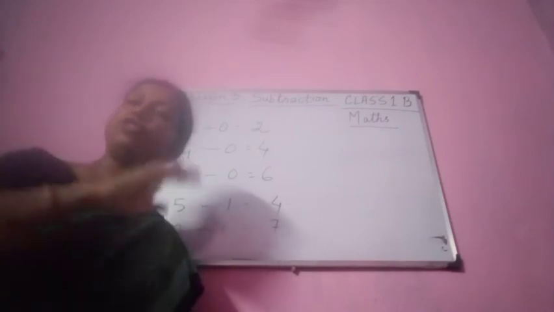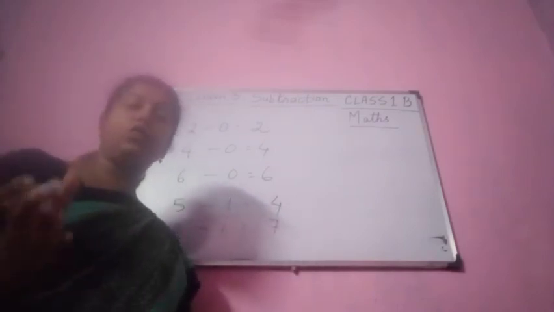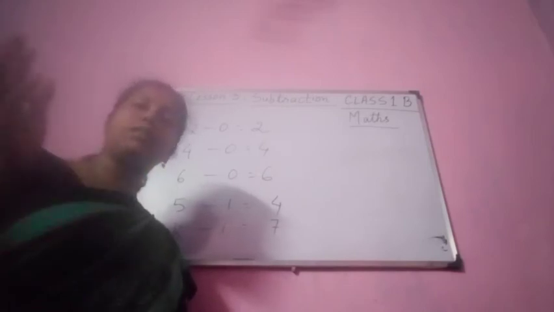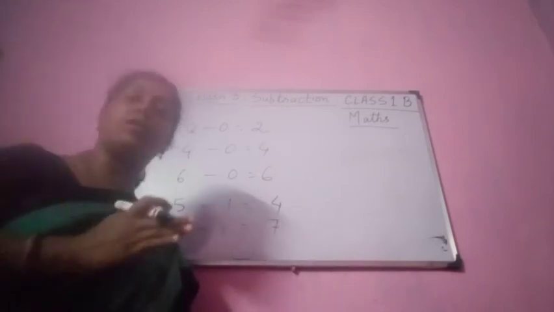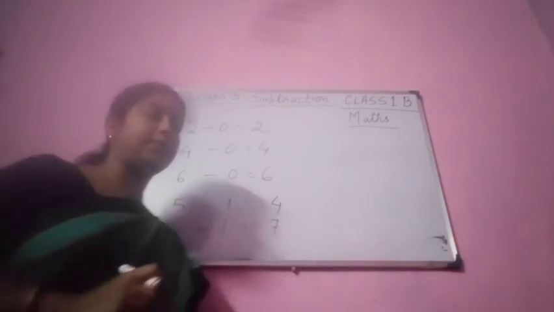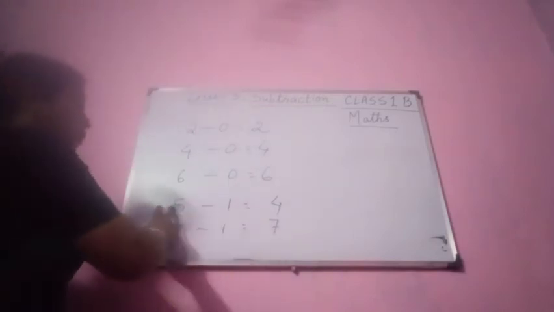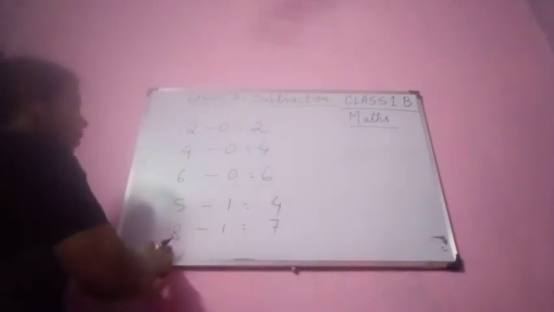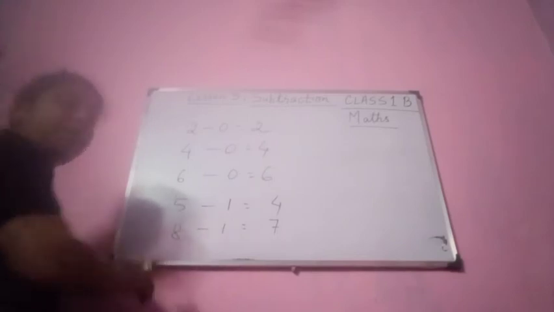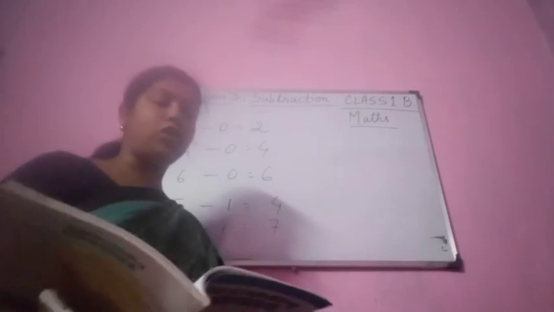Which number comes from which number we are subtracting. So the answer comes before that. What is the number that comes before the number? That is actually the answer. Okay, like 5 minus 1, 5. Before 5 what comes? 4. 4 is the answer. 8 minus 1 will be 7. So before 8 what comes? 7 comes. Okay, in that way. Okay, so this is also clear.